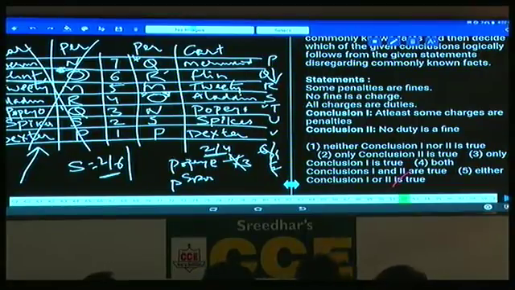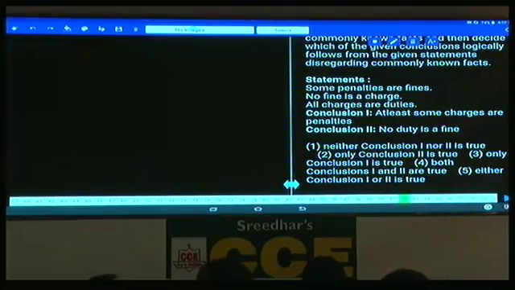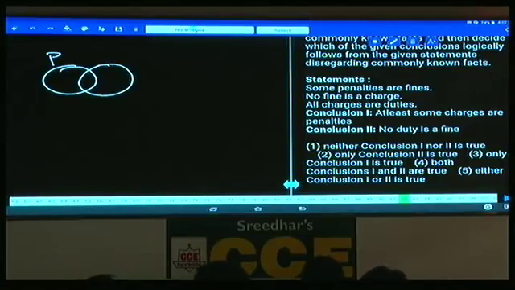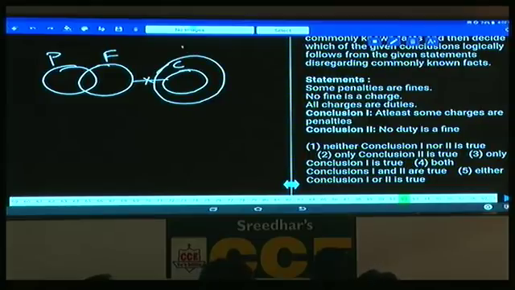Now in this 92 to 96, what is the information here? 92, syllogisms. Now in this syllogisms, question number 92: some penalties are fines, no fine is a charge, all charges are duties. Now this is the basic diagram.